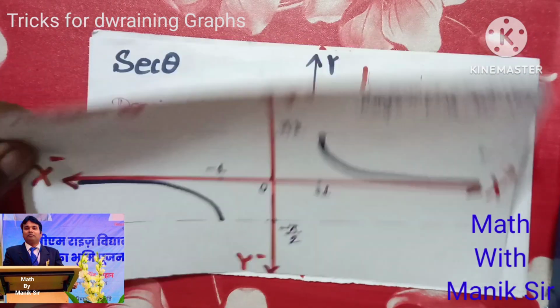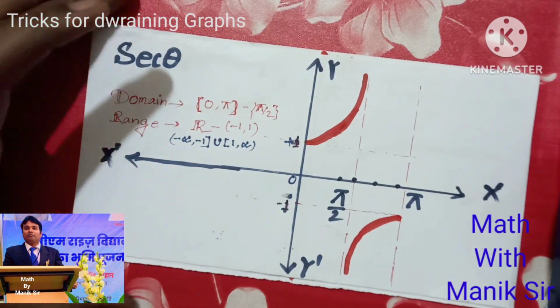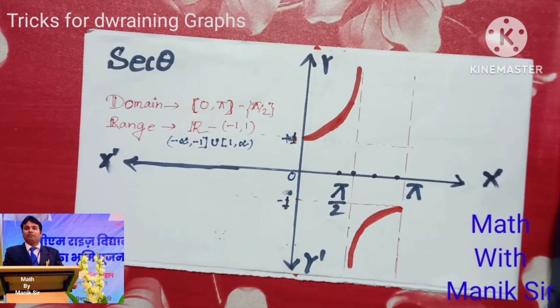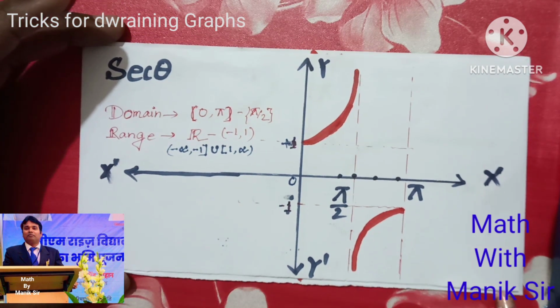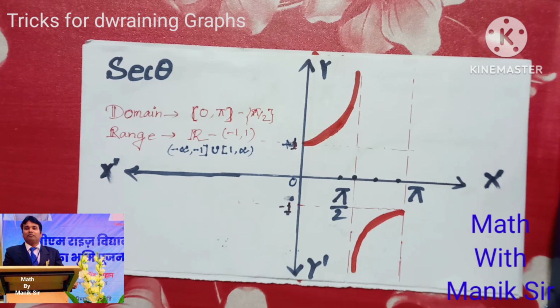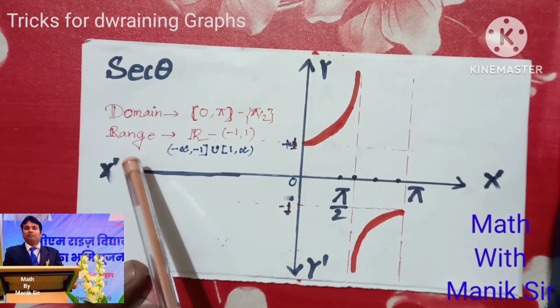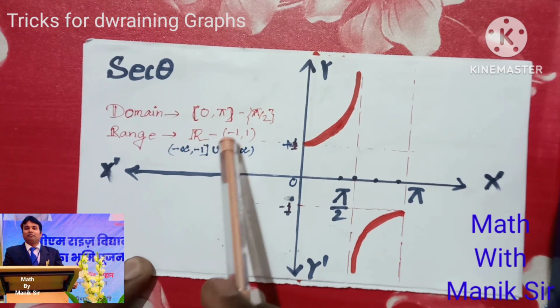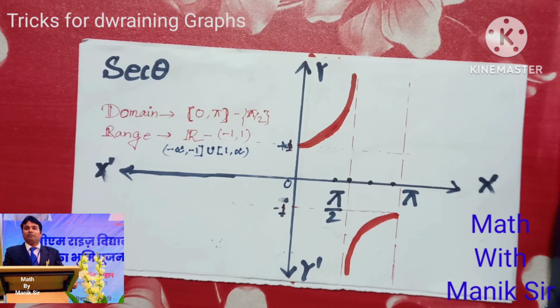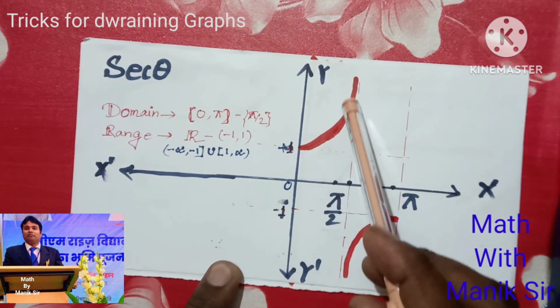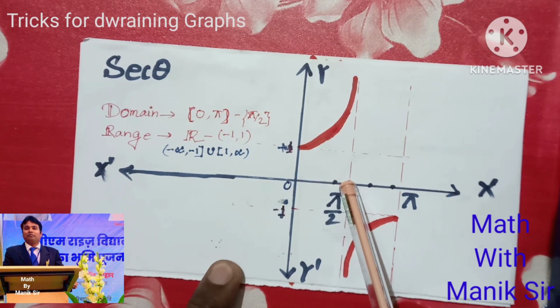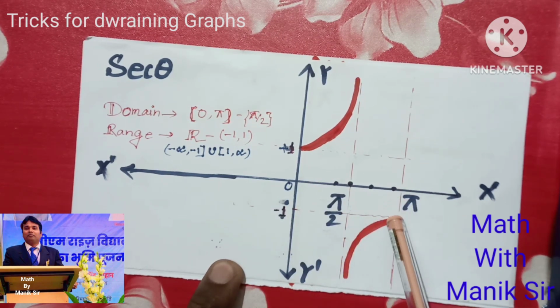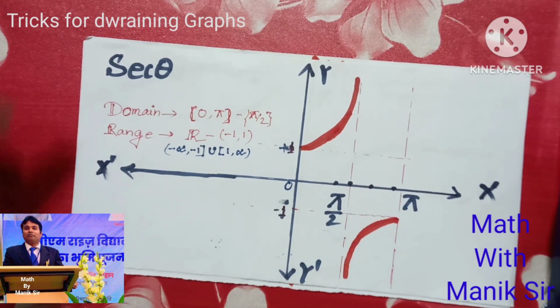Next graph is sec theta. Sec theta, the domain is 0 to pi excluding 90, because we know sec theta is 1 by cos theta and cos 90 is 0. So sec 90 will be not defined or infinity. And the range is minus infinity to minus 1 union 1 to infinity. You can write like this, R minus the open interval minus 1 comma 1. And the graph is starting from 1, it is up to infinity when it approaches 90-degree angle, and at pi it is minus 1, and from pi when it approaches 90 it is minus infinity. So this is the graph of sec theta.